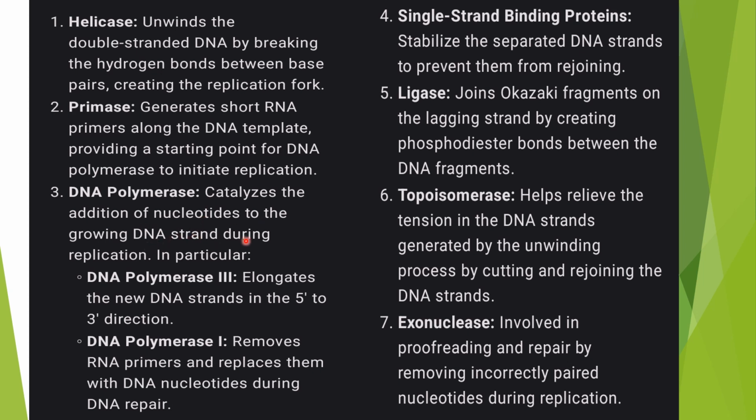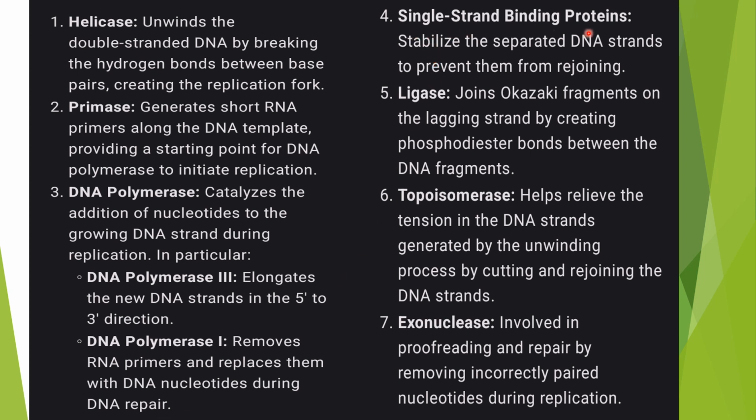It is actually a growing enzyme that makes your DNA. It is of many types: DNA polymerase 1, 2 and 3. But the most important role is played by DNA polymerase 3. It elongates the new DNA strands in the 5 to 3 direction. While DNA polymerase 1 removes RNA primers and replaces them with DNA nucleotides during DNA repair.